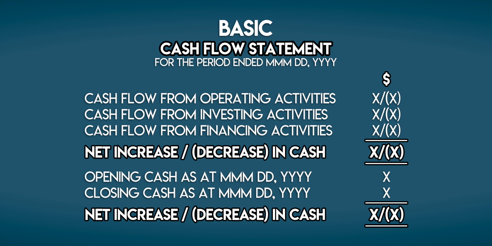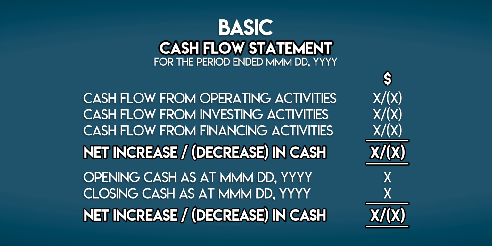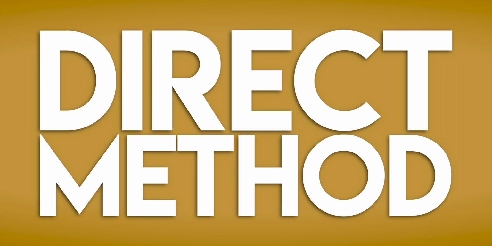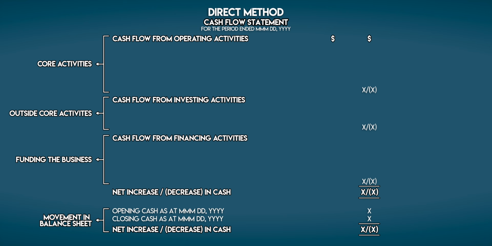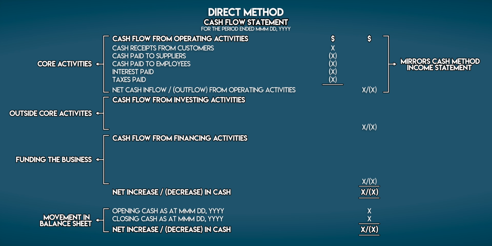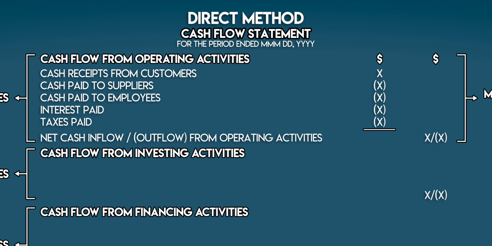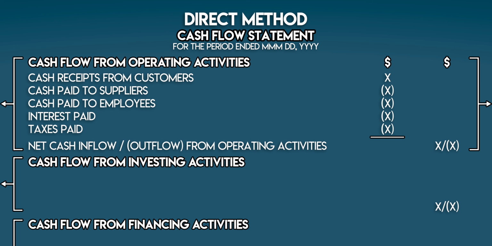Now, there are a couple of ways to make a detailed cash flow statement. We can use the direct method or the indirect method. We'll start with the direct method. Cash flow from operating activities under the direct method mirrors the income statement prepared under the cash method, which we saw earlier. At the top, we have cash receipts from customers, which mirrors revenue, and then we have the cash paid out to suppliers and employees, and then interest and taxes paid.